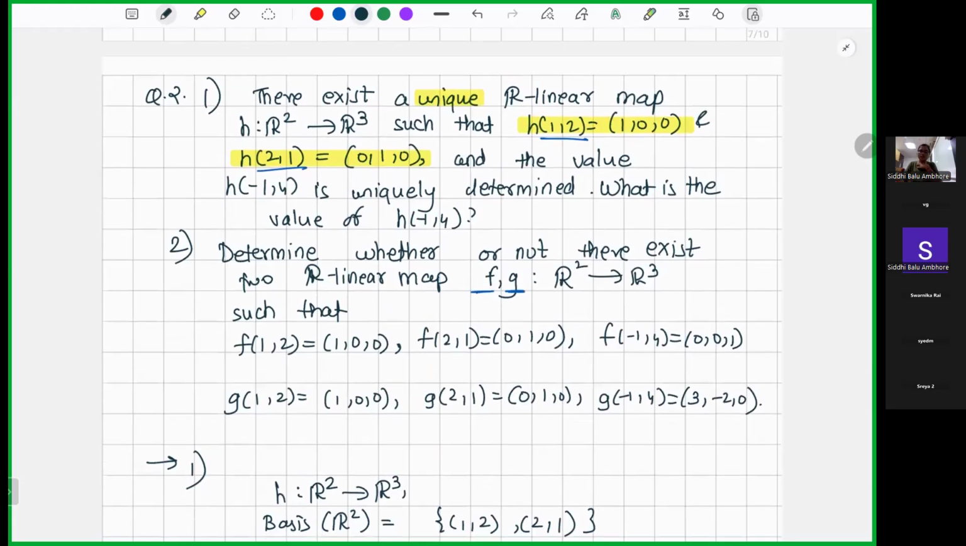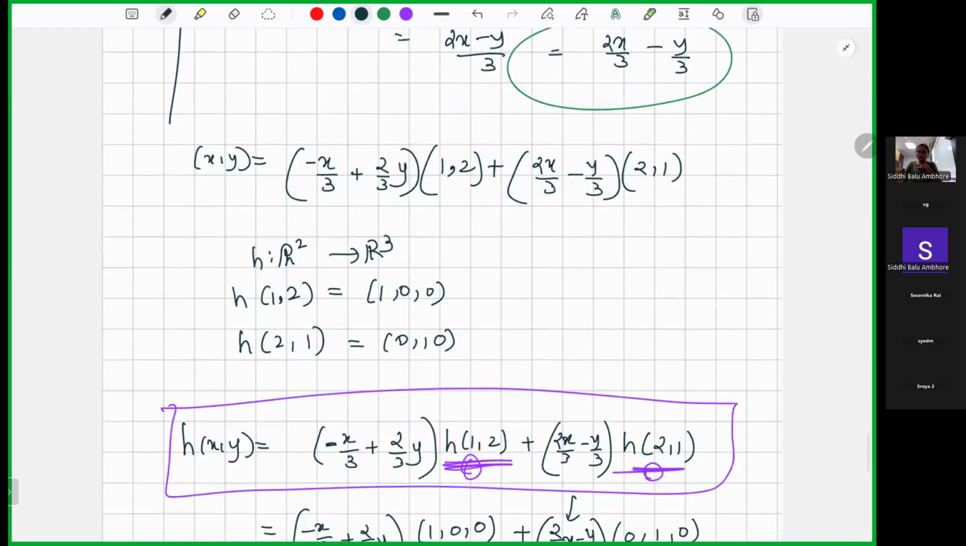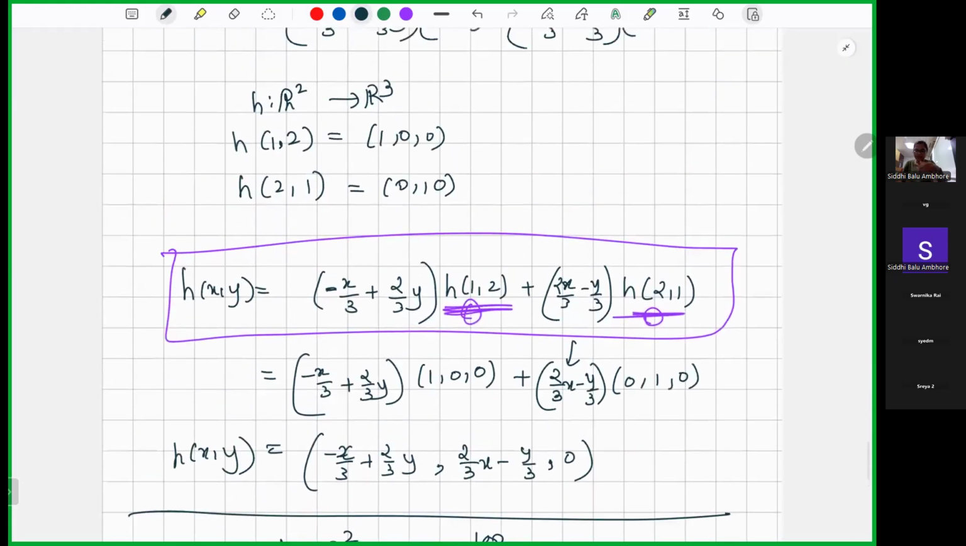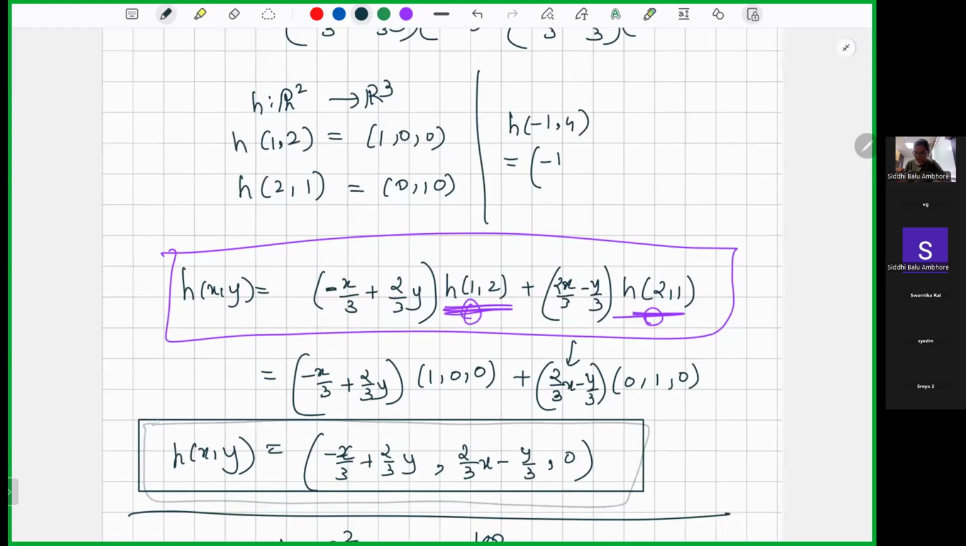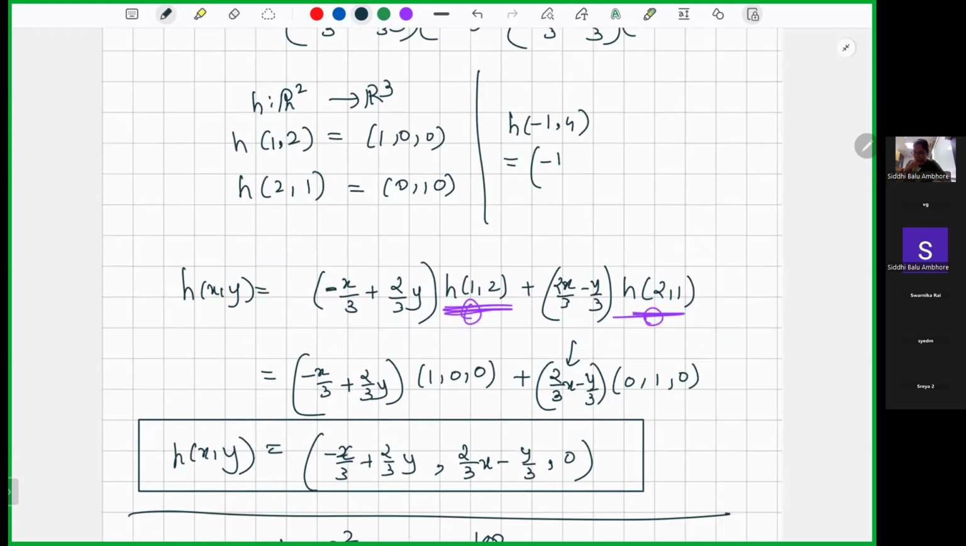this H of -1, 4, I have information about that as well. H of -1, 4 will be what? I can directly get it from this expression. It is -1. I'm using this one, okay? Let me box it. This one I'm using. Let me erase this.